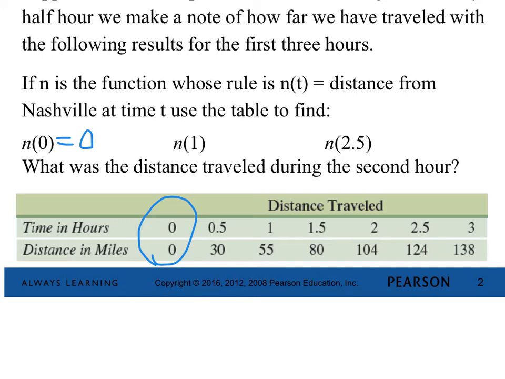N of 1 says, basically, how far have we gone after 1 hour? And to understand that, we look at this entry in the table, and after 1 hour, we've been traveling 1 hour, and we have driven 55 miles. And at the end of 2.5 hours, similarly, we have driven 124 miles.